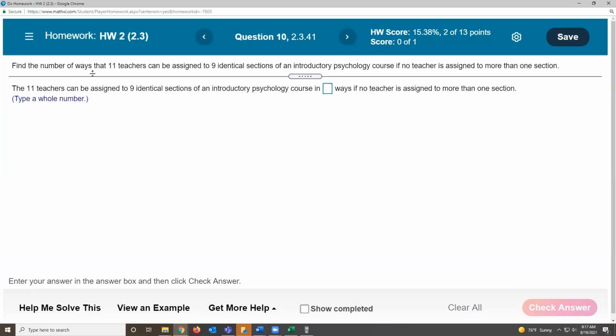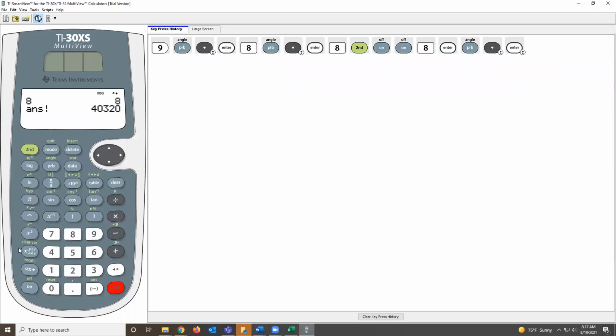Find the number of ways that 11 teachers can be assigned 9 identical sections. So since the 9 sections that are assigned are identical, therefore order does not matter. So it's combination. So it's 11 combination 9. Well, let's do it in the calculator. You would first do 11. Then you will hit the PRB button and combination and 9, 55.